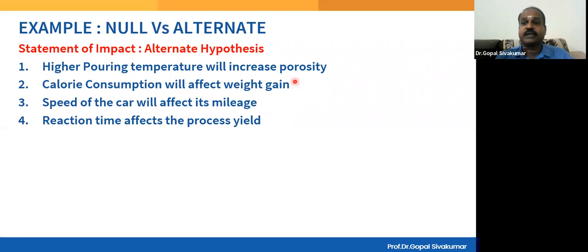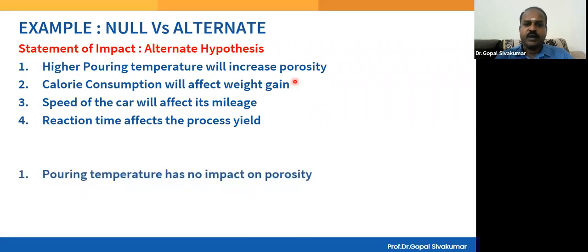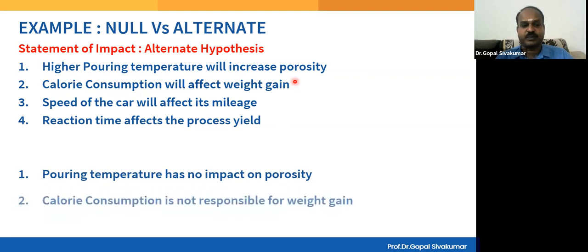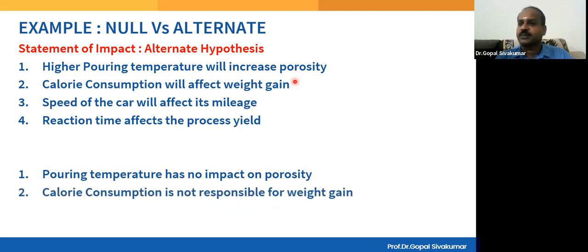On the other hand, when I say like this, pouring temperature has no impact on porosity. Whatever temperature you pour, the porosity is going to be the same. That means pouring temperature doesn't have any impact on the porosity. It's a statement of no impact. Calorie consumption is not responsible for the weight gain. Whether you consume more calories or you consume fewer calories, the weight is found to be the same. That means no impact. Calorie consumption has no impact.